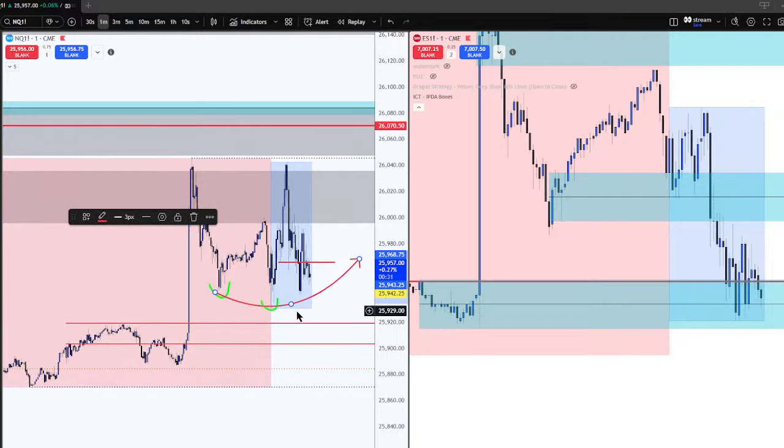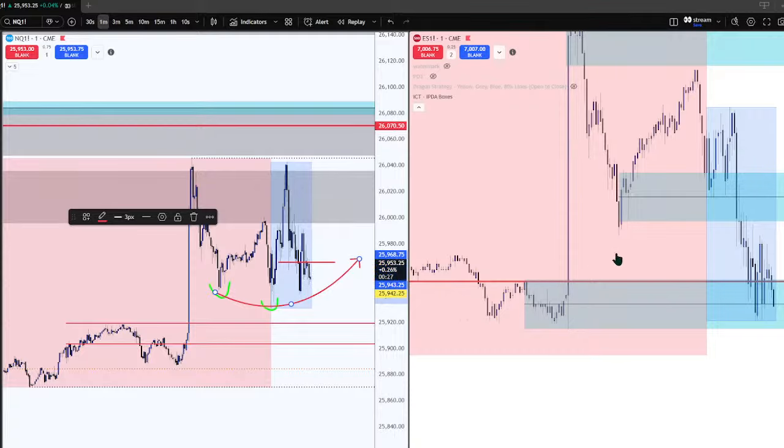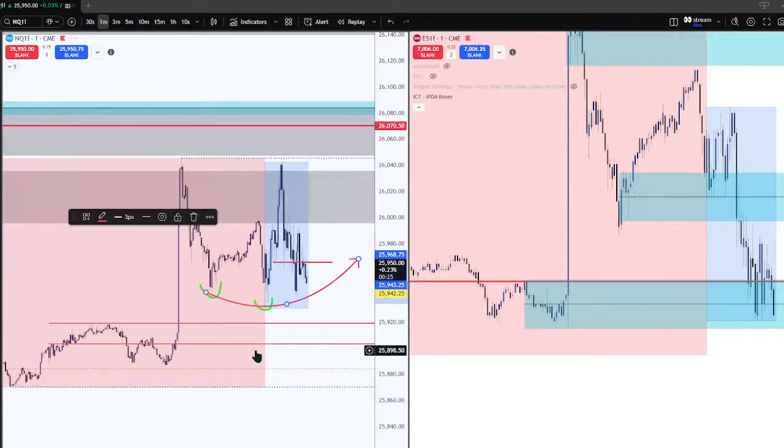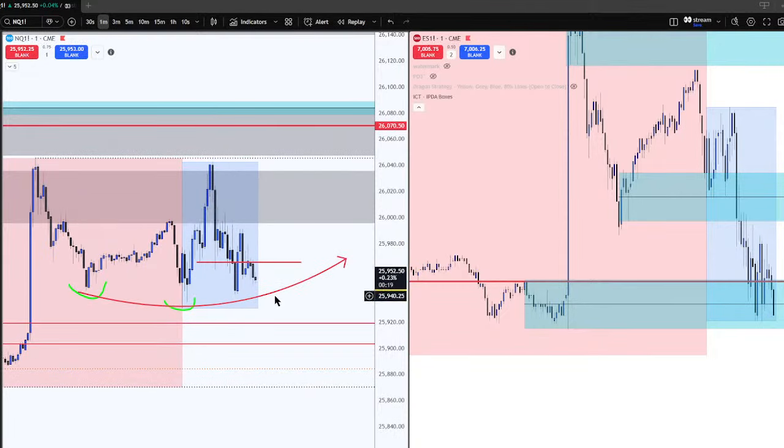You also have a cracking correlation. ES is taking out that low. NQ is not. I guess NQ did there. So I guess that cracking correlation's gone now. There goes ES.